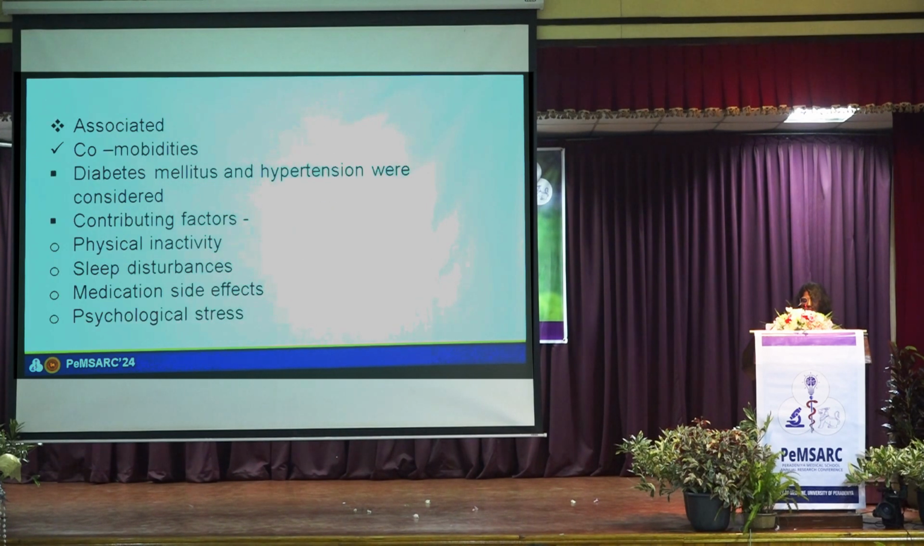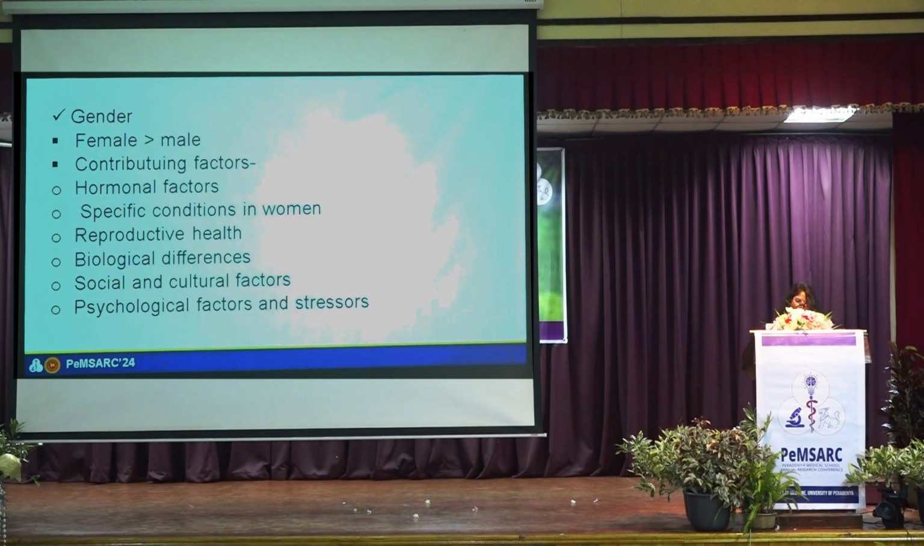And we analyzed associated factors such as the comorbidities and gender. For the comorbidities, diabetes mellitus and hypertension were considered mainly, and the supportive contributing factors could be physical inactivity, sleep disturbances, and psychological stresses. As for why females predominate in the prevalence of chronic pain, the contributing factors could be, according to our knowledge, hormonal factors, specific conditions in women, reproductive health-related conditions, and psychological factors.